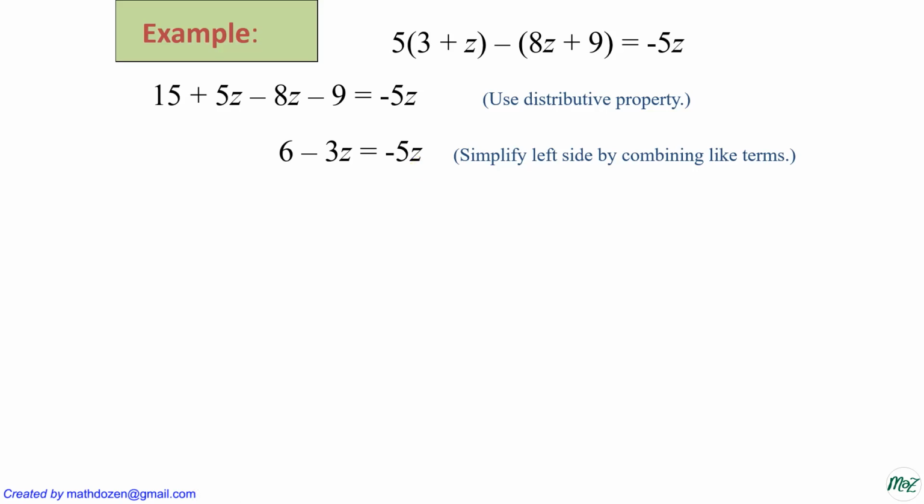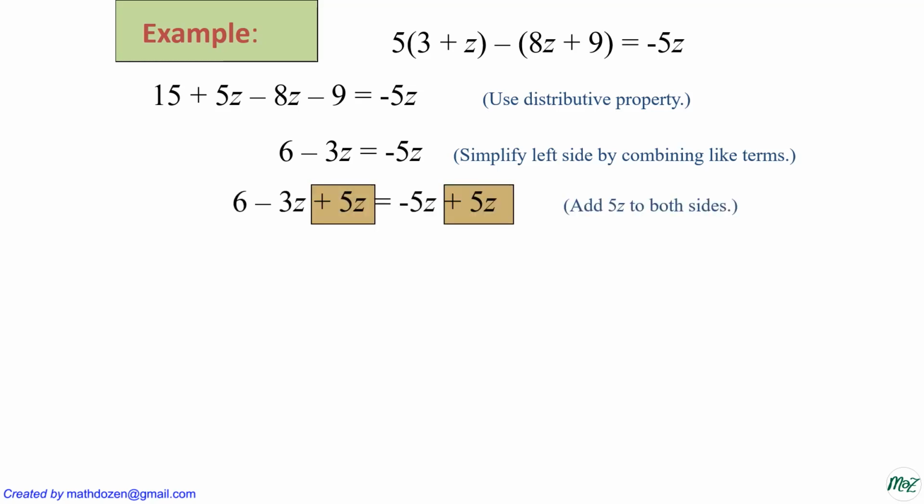Now we want to modify the equation so that all the variables are on the right or left-hand side of the equation and the rest of the elements on the other side. To do that, we're going to add 5z to both sides. So we're using the addition property and trying to make all of the z values go to the left-hand side. That will bring us to the expression 6 plus 2z when we combine like terms on the left, and 0 on the right side, because we have 5z with a plus and 5z with a minus.